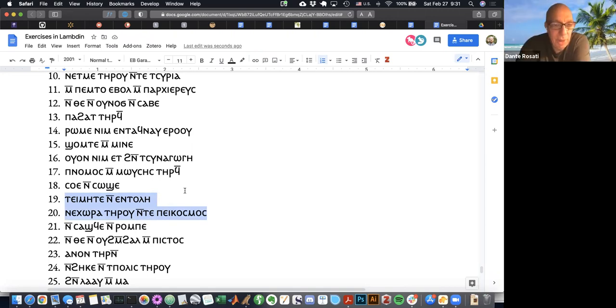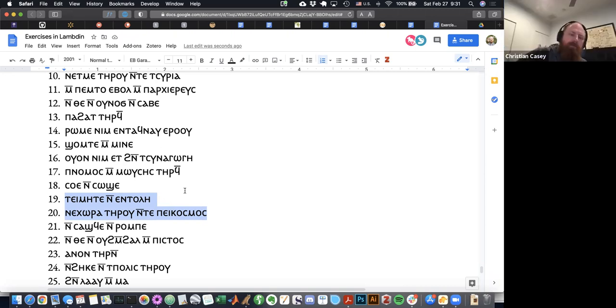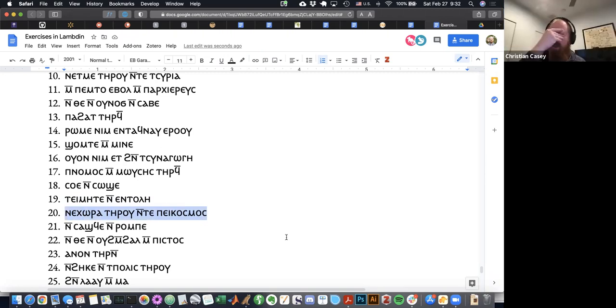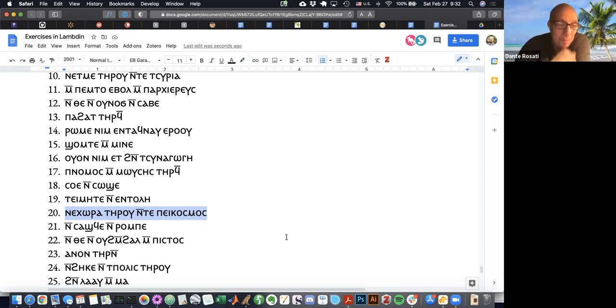Temete en entole. So these 10 commandments. Yeah. Which I guess is what the whole law of Moses is, right? Well, it's a small part of the whole law of Moses, but it is those ones. I guess the stony tablet ones. Nekora teru ente pe cosmos. So all the lands or regions of this cosmos or world.